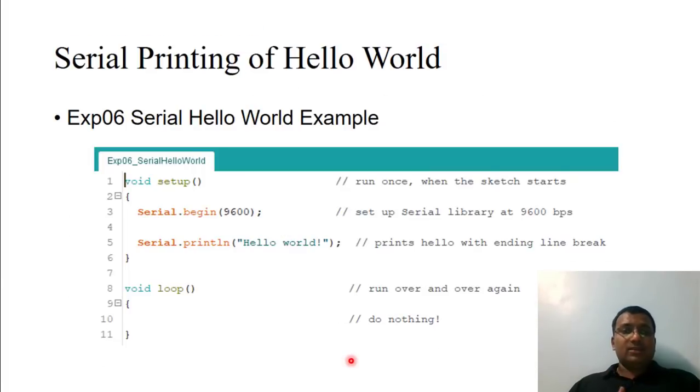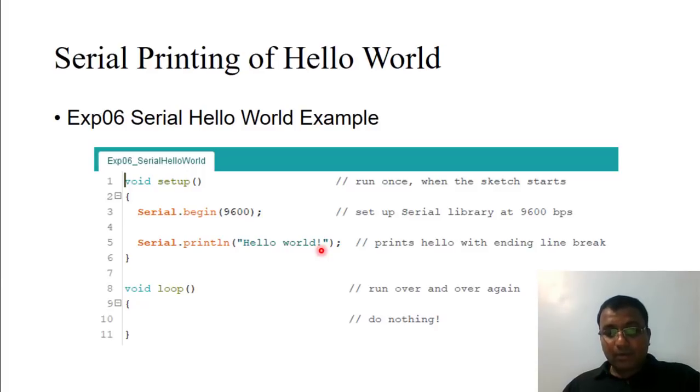Okay, so we'll see the first program, Hello World. I will explain the first program. Here void setup, again it is setup and loop, there are two functions. We are going to use Serial.begin. This begins the serial, and I am specifying a 9600 baud rate. Then I'm using Serial.println with a new line to print Hello World. So it will print Hello World on a new line.